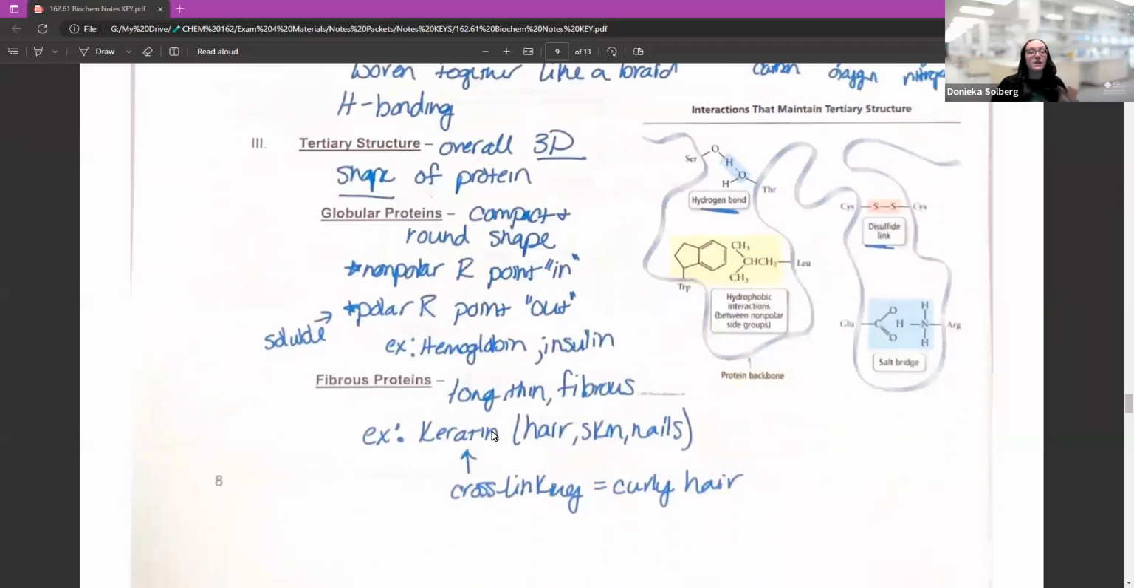And fibrous is when they are long and thin. So you can like think of fibers. This is keratin, your hair, skin, and nails. That's where keratin is. Of course, your hair is made from long, thin, fibrous proteins. It's not a bunch of globular proteins. Now, how do you get different hair then? When you have things called cross-linking between those proteins, you get curly hair.